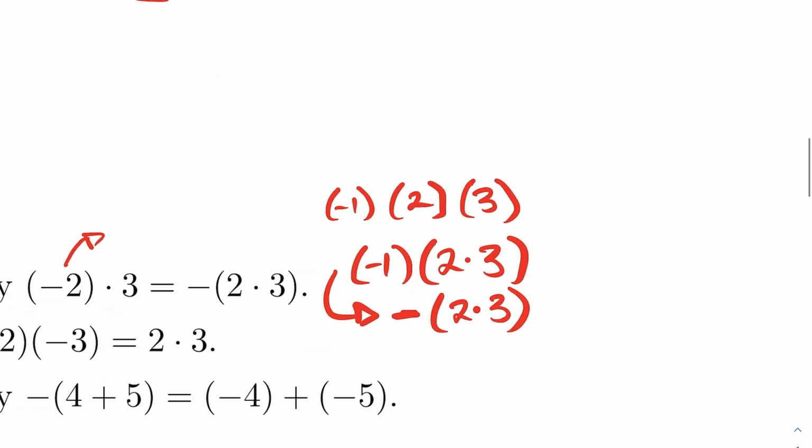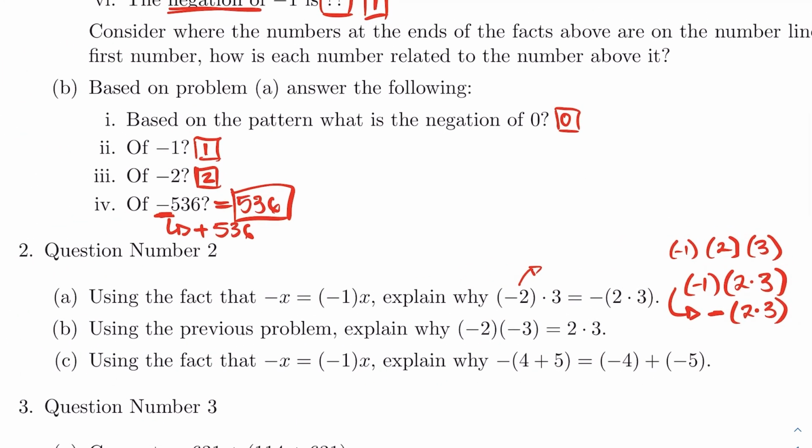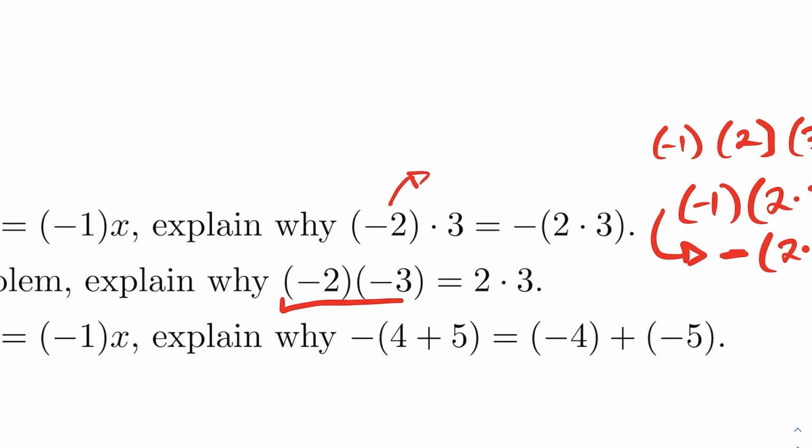You can go ahead and write this out in sentence form, as long as you understand and are able to articulate or explain the concept. So, using the previous problem, explain why -2 times -3 is equal to 2 times 3.